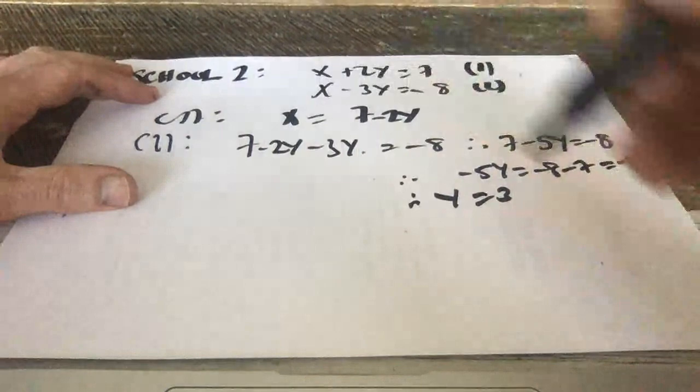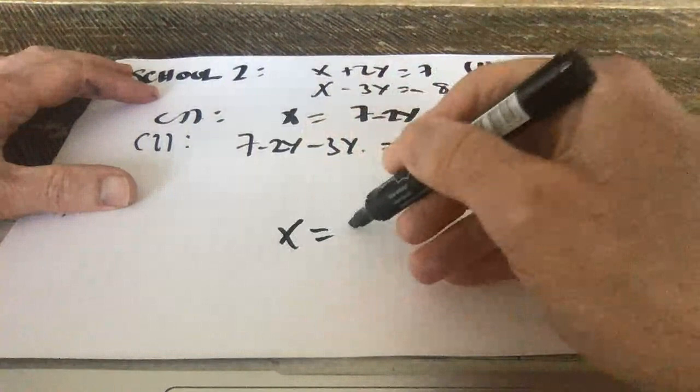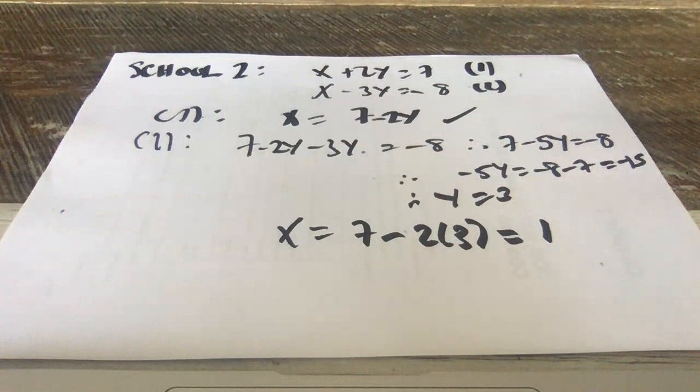And then I go back up to equation 1 from this equation here, and I replace y by 3. And so therefore x is 7 minus 2 by 3, which is 1. All right. So I'm getting the same result. I'm getting x equal to 1, y equal to 3. Both ways. And whatever turns you on, I don't care what way you do this, as long as you get the right answer.